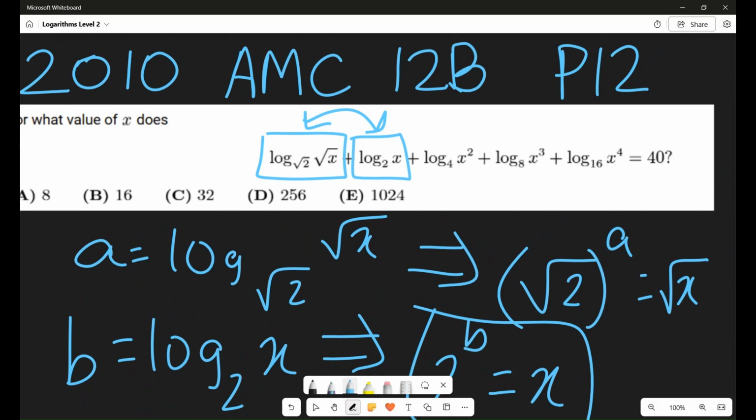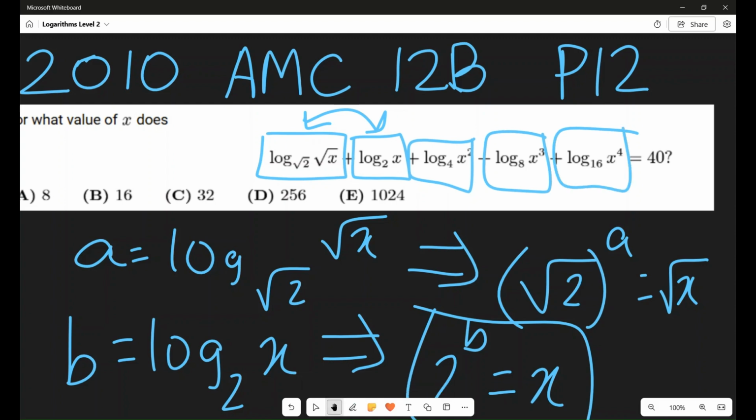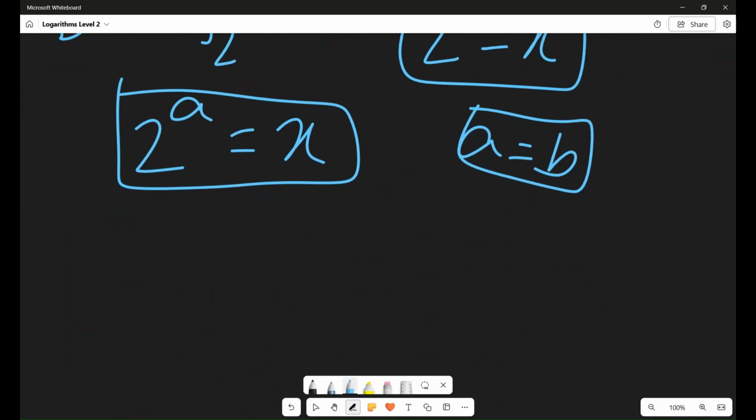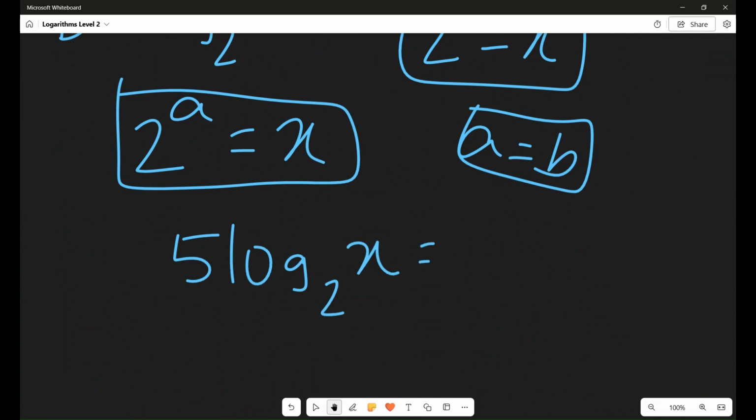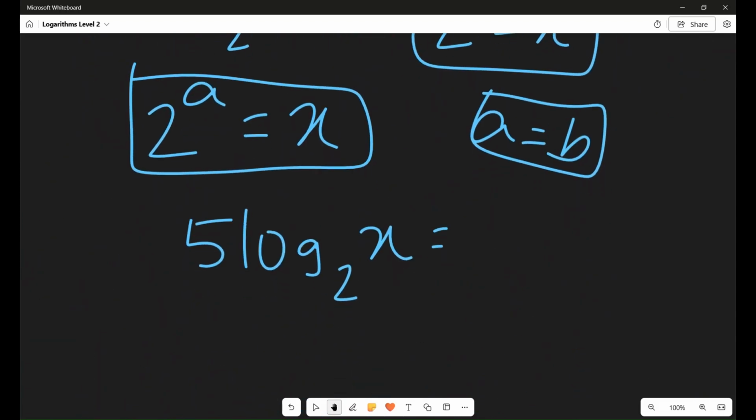So we could actually replace the first term with the second term. So instead of log base root 2 of root x plus log base 2 of x, we could replace it with 2 log base 2 of x. And if we do the same thing on these terms, we get the exact same result. So all of these 5 terms are actually equal. So we can actually condense all of them into 5 times log base 2 of x is equal to 40.